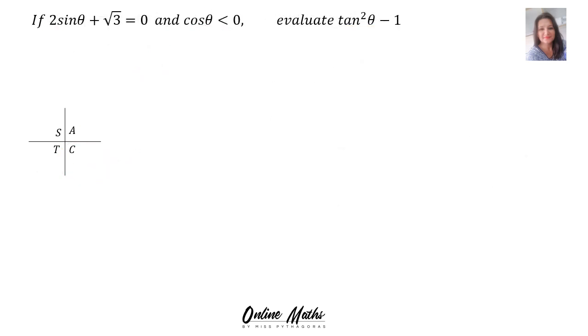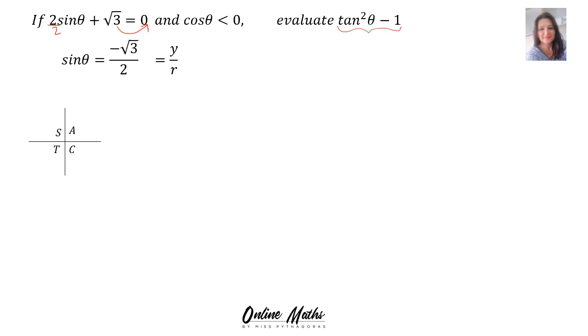If 2 sin theta plus root 3 is equal to 0 and cos theta is smaller than 0, evaluate tan squared theta minus 1. So this is what we want to calculate in the end. We need a value for x, y, and r. This is why this was given, the 2 sin theta plus root 3. So we will isolate the sin theta, then the plus root 3 will walk across and we will divide away the 2. And we end with sin theta is negative root 3 over 2.